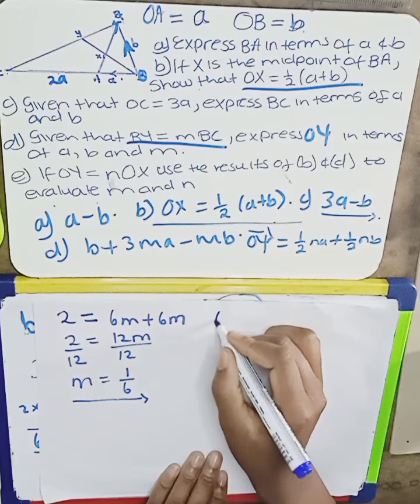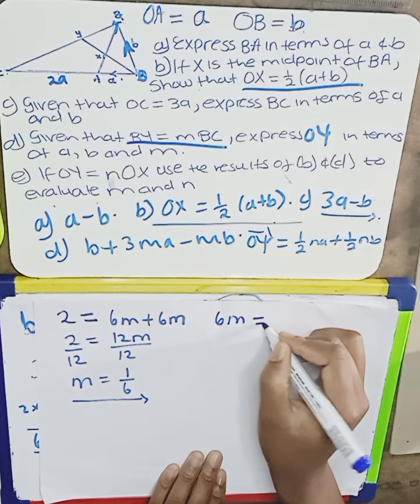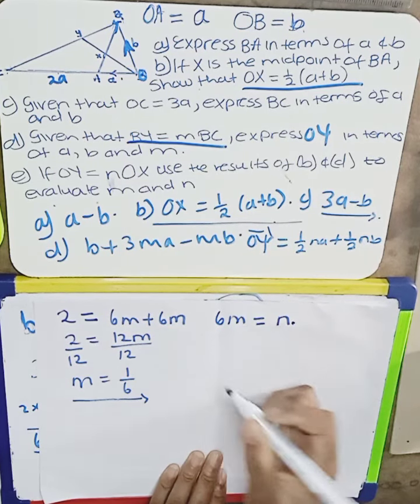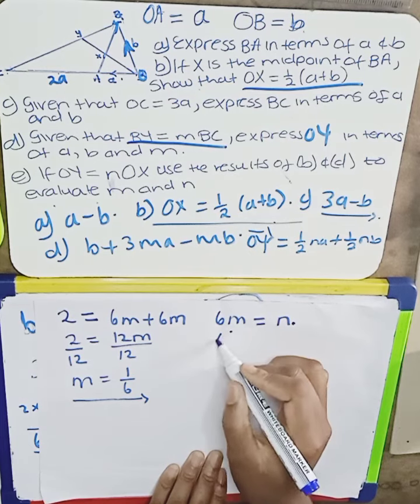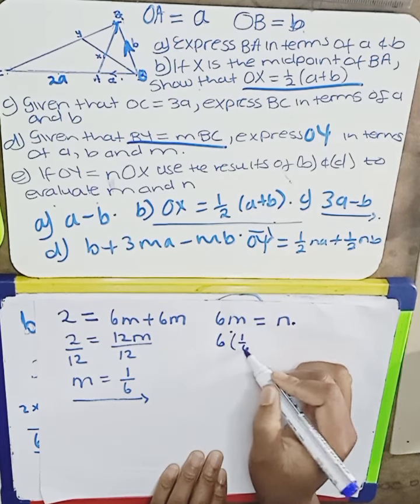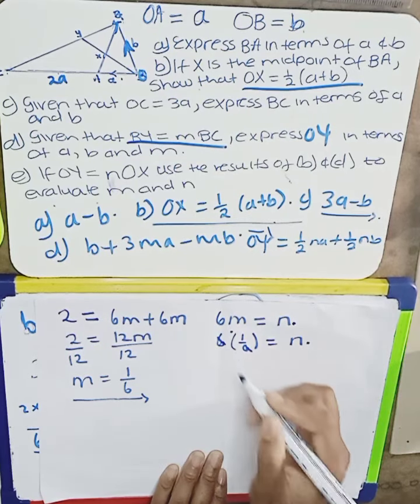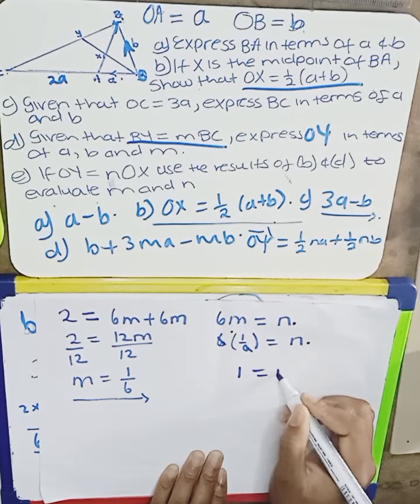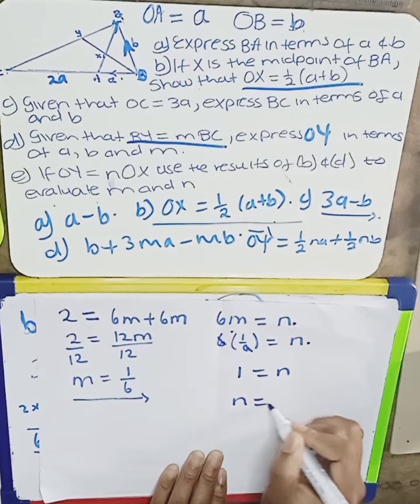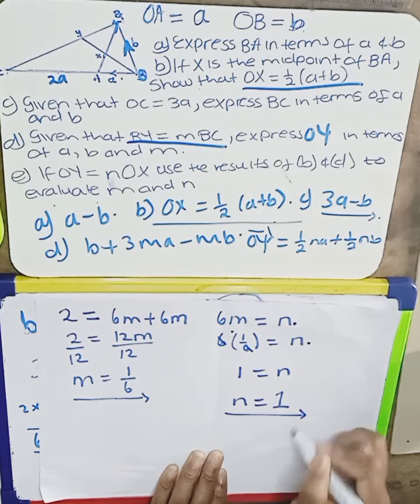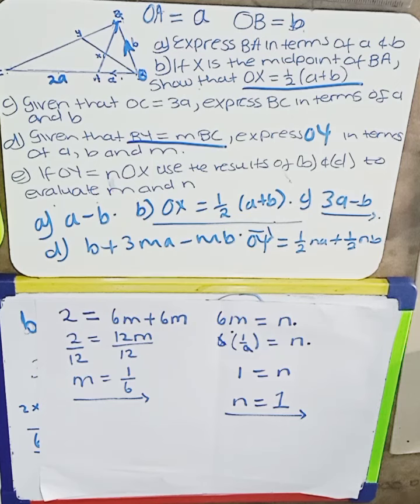So remember, we used equation 6M is equal to N, right? So now we know the value for M is 1 over 6. So 6 times 1 over 6 should give us the value of N. So 6 and the 6 will cancel, we remain with the 1. So the value for N is equal to 1. Okay, so this whole thing is worth 4 marks.